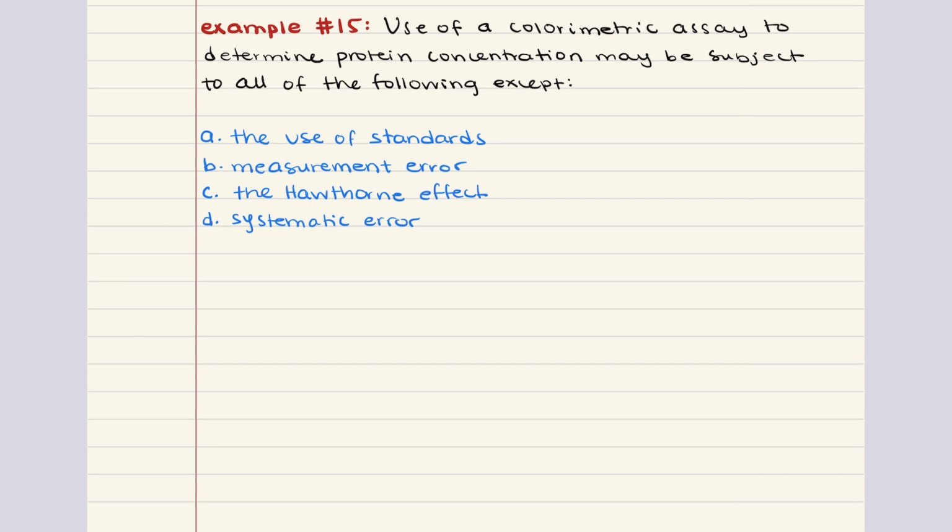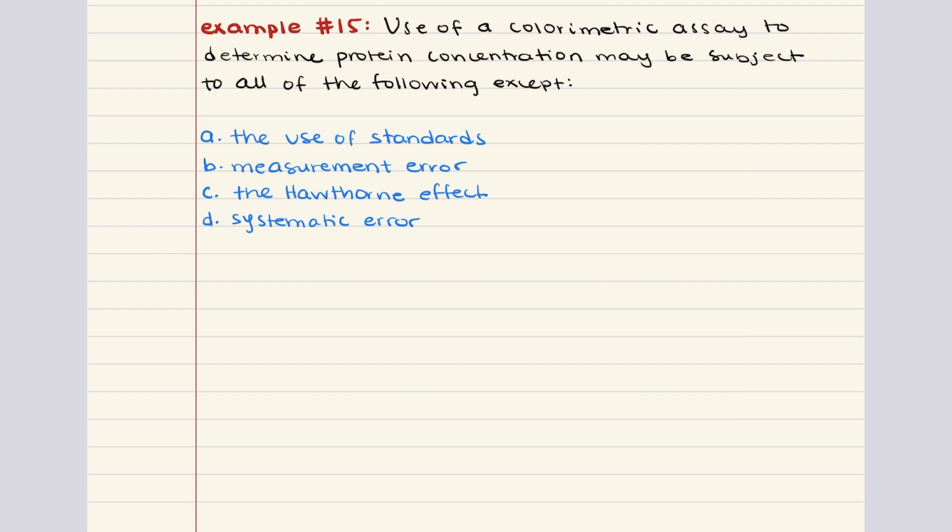Problem 15 says, use of a colorimetric assay to determine protein concentration may be subject to all of the following except. A says the use of standards. It will be subject to the use of standards. Proper standards are required to calibrate the assay for accurate quantification. B says measurement error. It could be subject to measurement error, error in pipetting, in reagent preparation, or instrument sensitivity. This can all impact results.